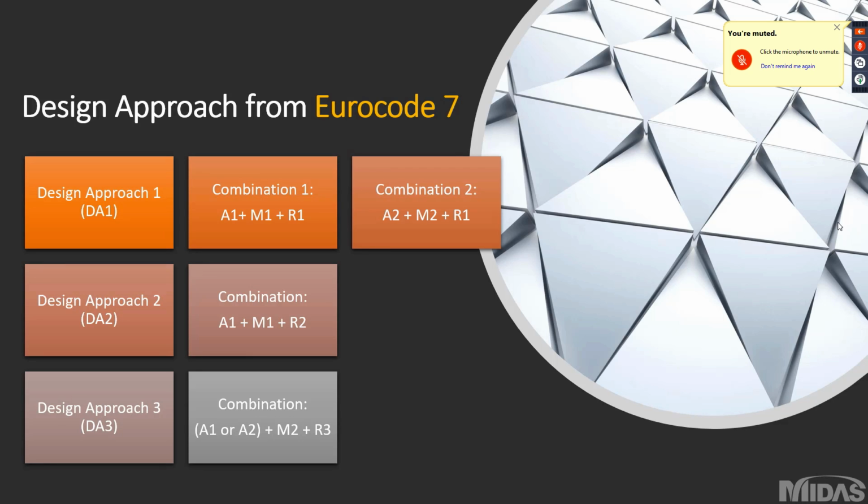Let me talk more about geotechnical design with part 1 of Eurocode 7. There are 3 design approaches, and combinations for each design approach, for geotechnical calculation and analysis. And under the combinations, A is action, which means partial factor for applied load, M is the partial factor for soil materials, and R is the partial factor for resistance.